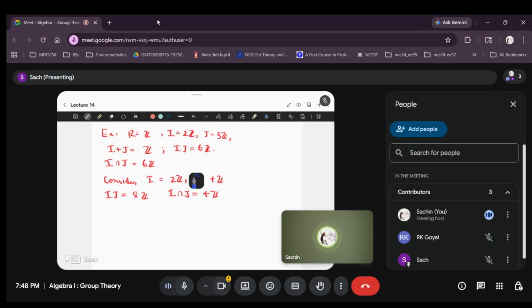So IJ is this, in this case, only for integers. This is not how it works for all general rings. But in the case of integers, since the ideals are all of the form nZ, if I is aZ and J is bZ, then IJ is ab times Z. I intersection J is the LCM of a and b times Z. I plus J is the GCD of a and b times Z.